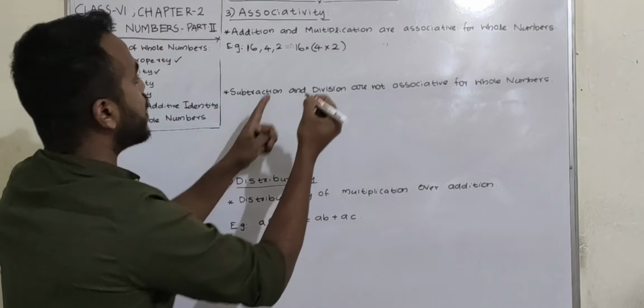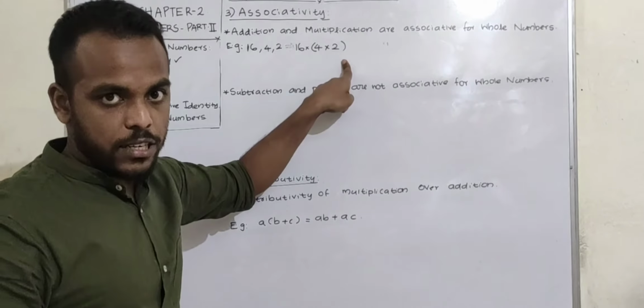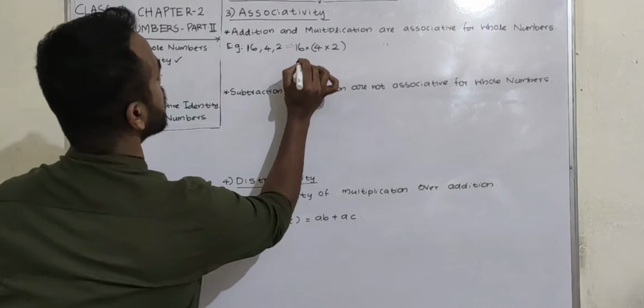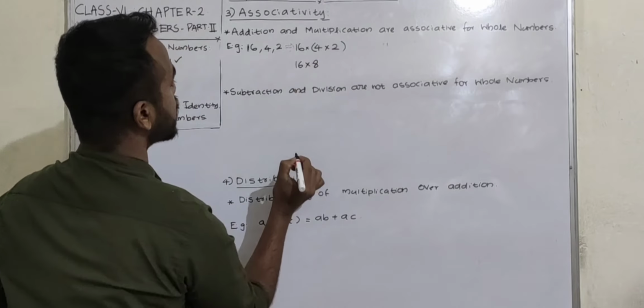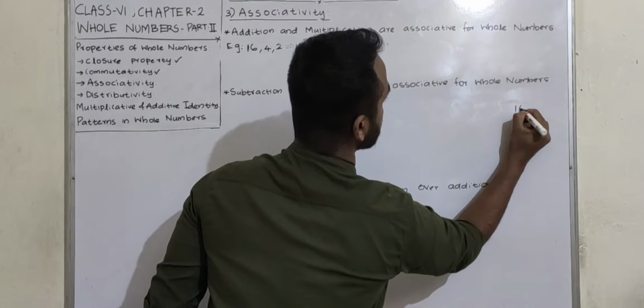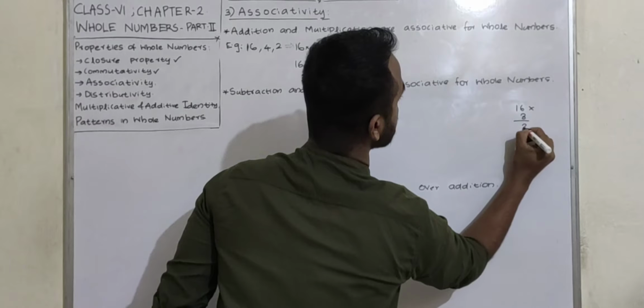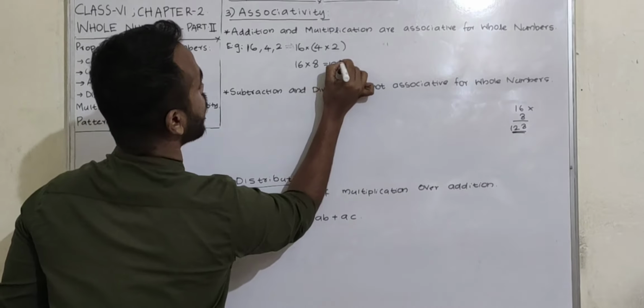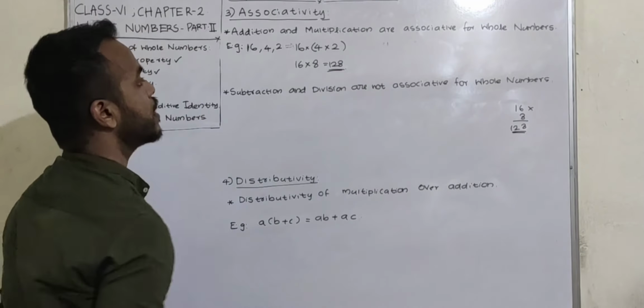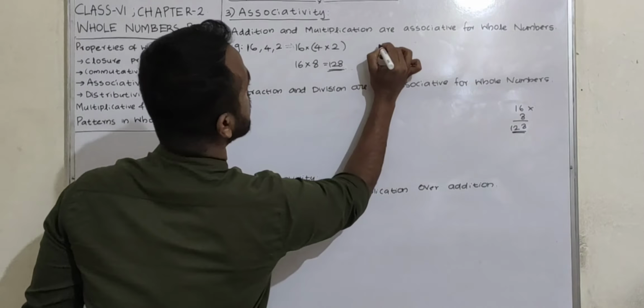I am going to add the second and third terms first, then the first term. So it becomes 16 times 4 into 2, which is 8. So what is 16 times 8? This is 128. So the answer becomes 128. Now let's see the other way.